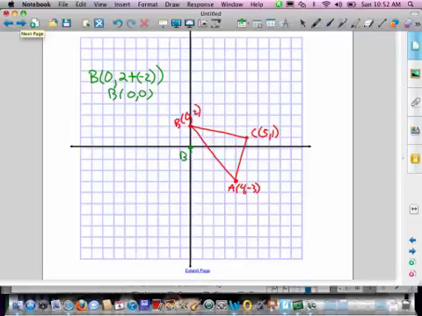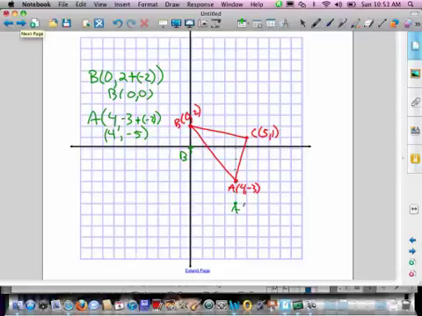I guess I could have started with A. If I do A, once again, we're not moving anything left or right, so that stays the same. -3 plus a -2, because it was down 2. And so we're going to get 4, -5 for my new points. So go over 1, 2, 3, 4, down 1, 2, 3, 4, 5, and that would be my A prime. And obviously you can tell it's just down 2 from where it was.